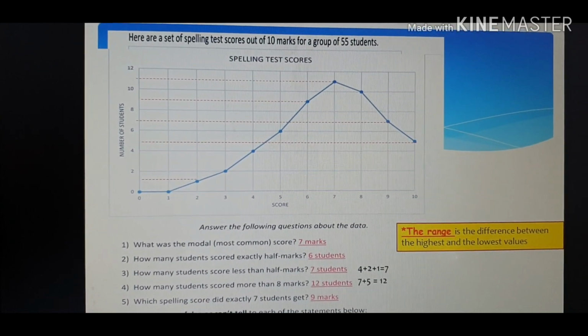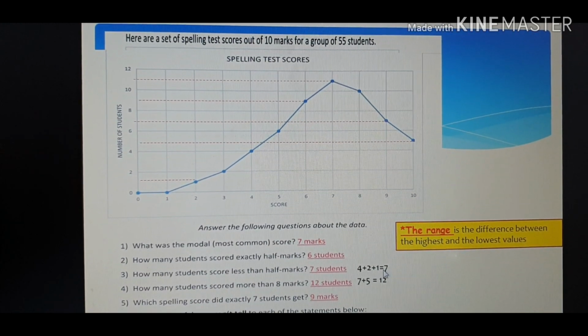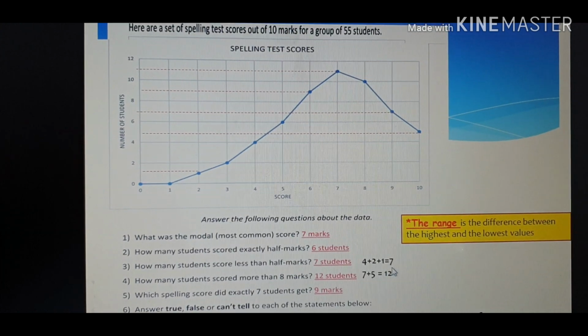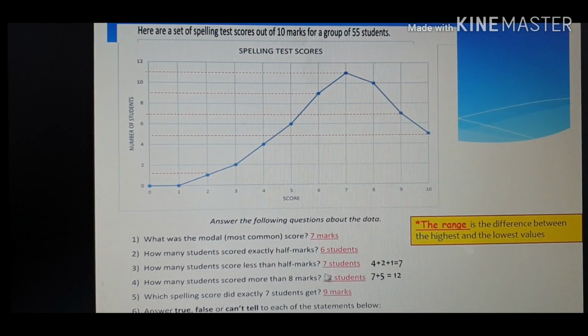I will add all of them: 4 students plus 2 students plus 1 student, so 7 students. 7 students have got less than half marks, less than 5.